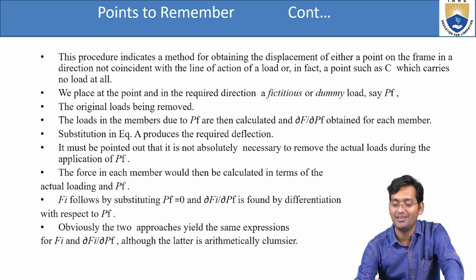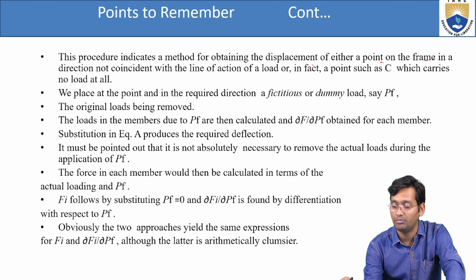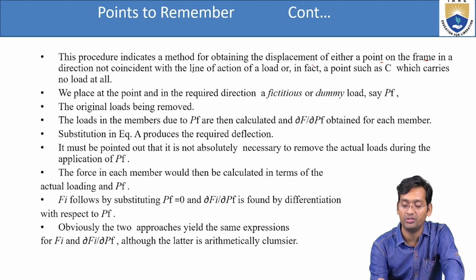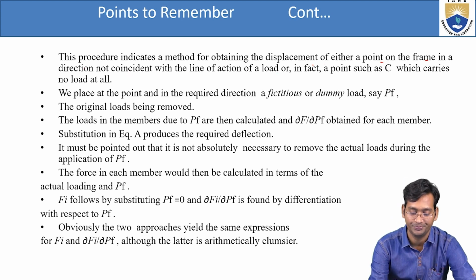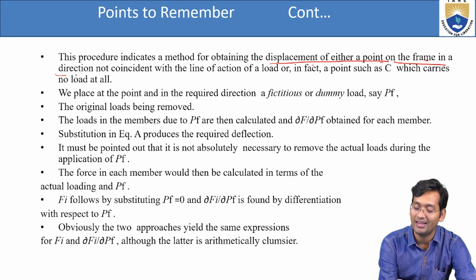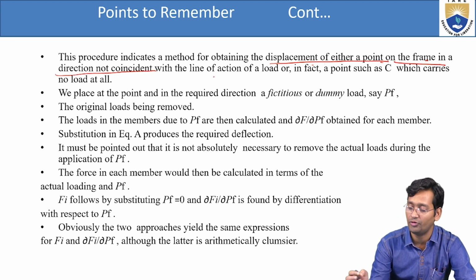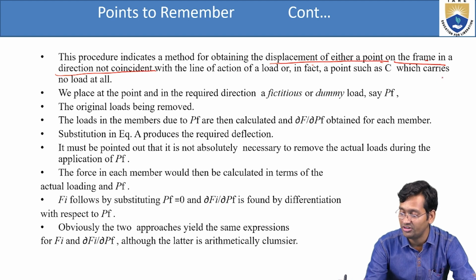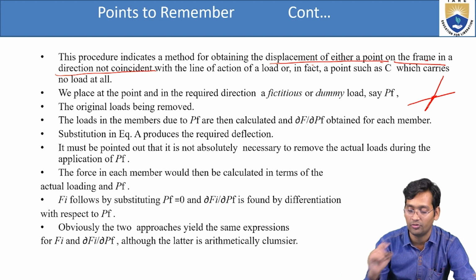This procedure indicates a method for obtaining the displacement of a point on the frame in a direction not coincident with the line of action of a load. So let's see once again. This procedure indicates a method for obtaining the displacement of a point on the frame in a direction not coincident with the line of action of a load. So means what? It's not necessary that the direction of displacement is the same as the direction of the line of the load.